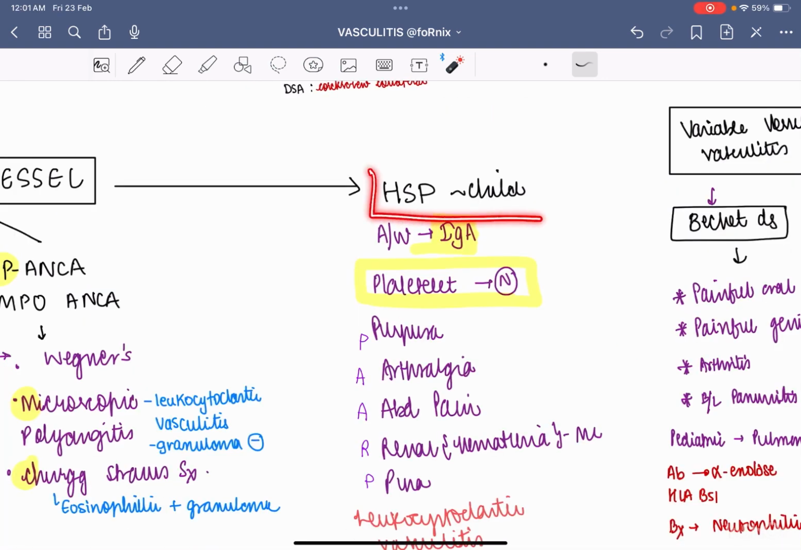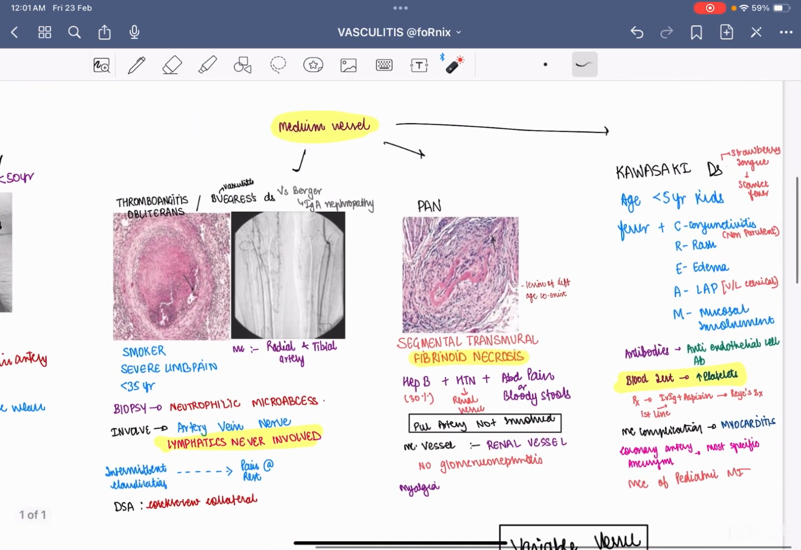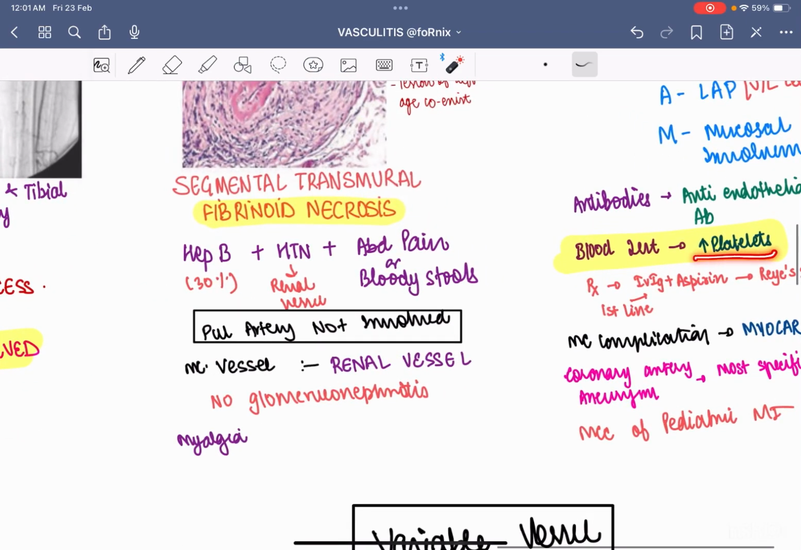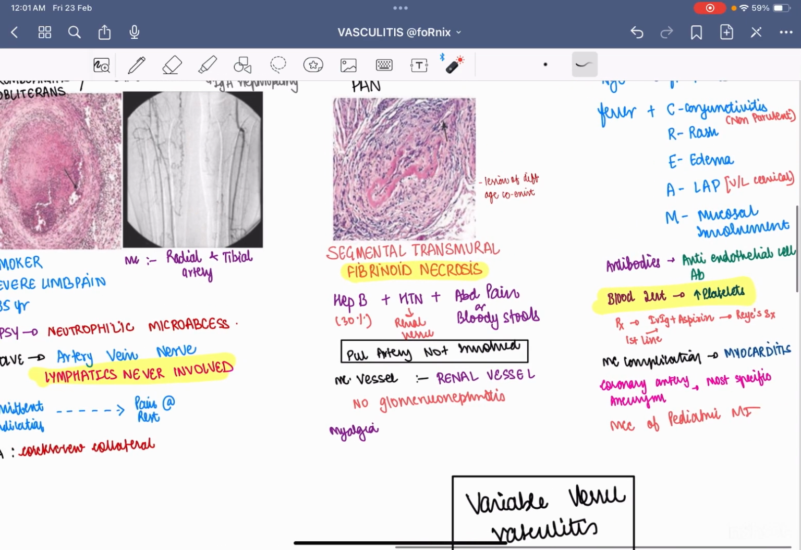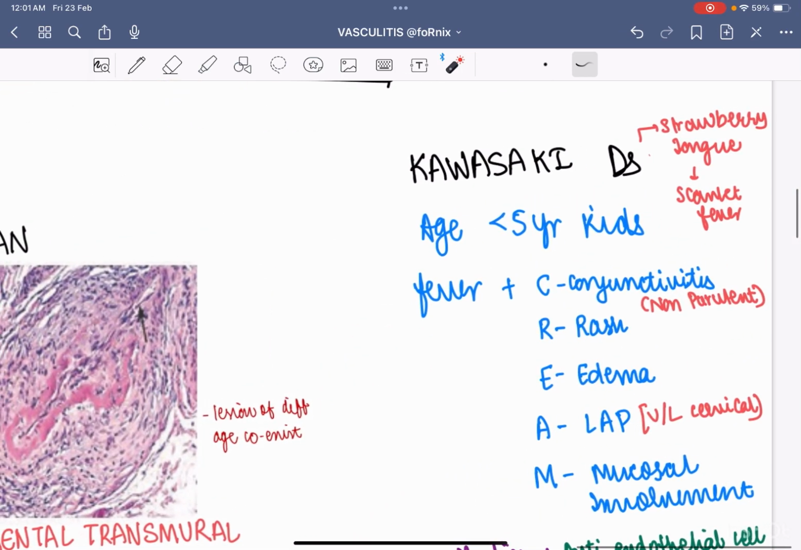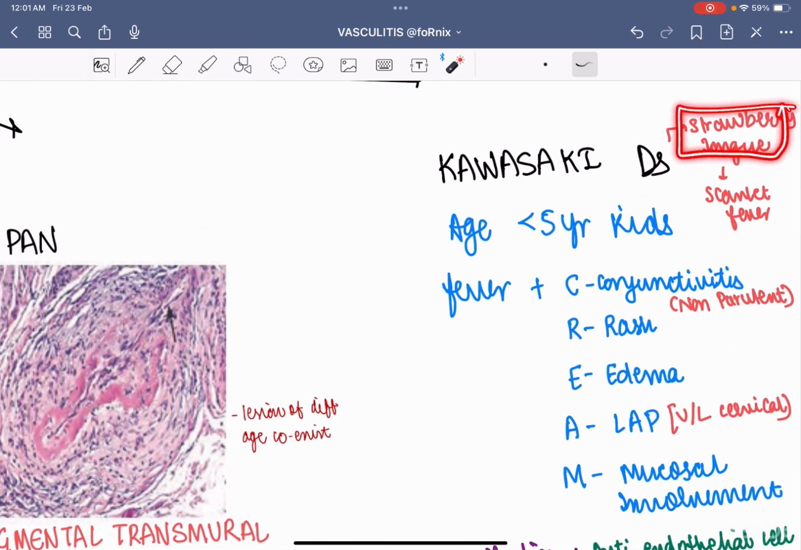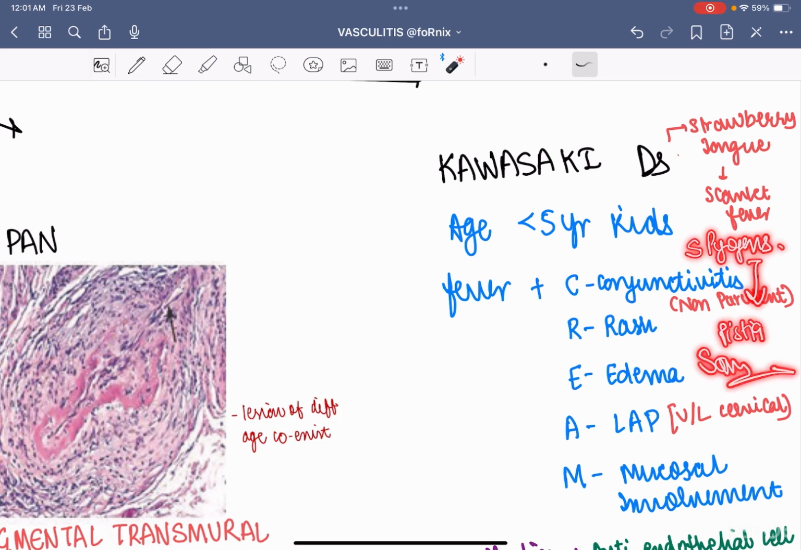Now the second one is HSP, that is Henoch-Schönlein purpura. It is seen in a child and is associated with IgA, and the platelets in this disease are normal. But as we have already studied, in Kawasaki disease the platelets are elevated. One thing I also want to add in Kawasaki is that it presents with strawberry tongue, which is also seen in scarlet fever, caused by Streptococcus pyogenes. And we can also see Pastia lines, or the sandpaper rash, if you can remember it.